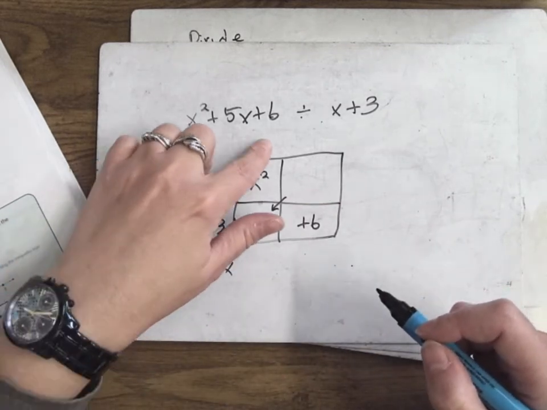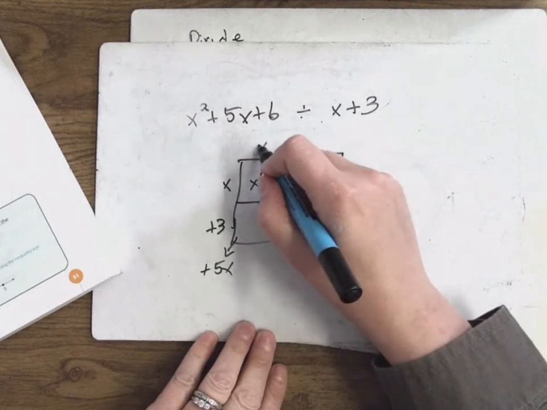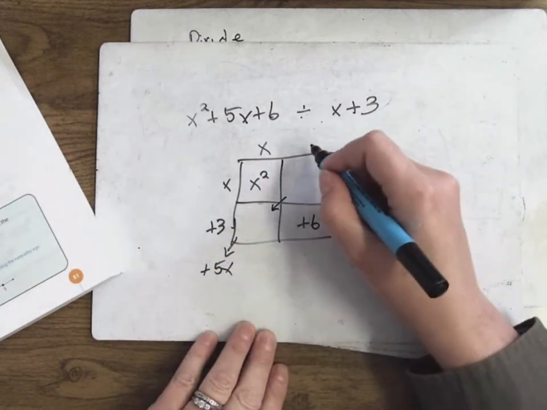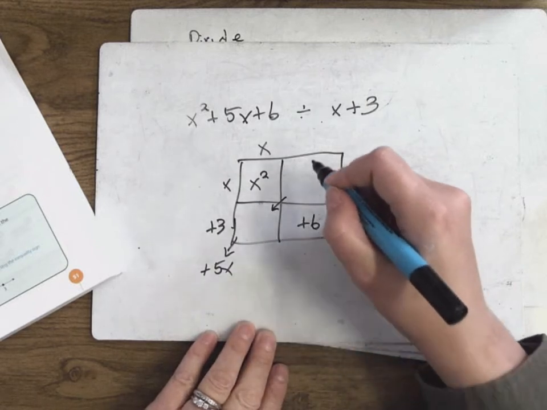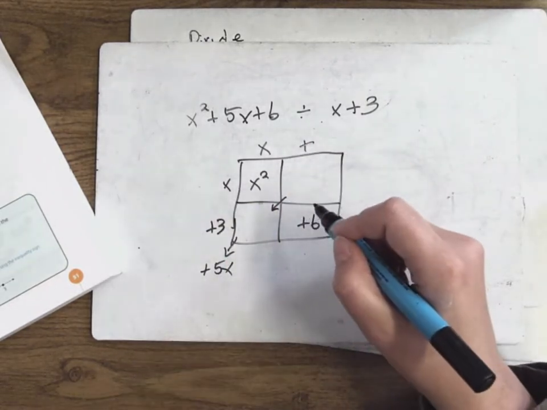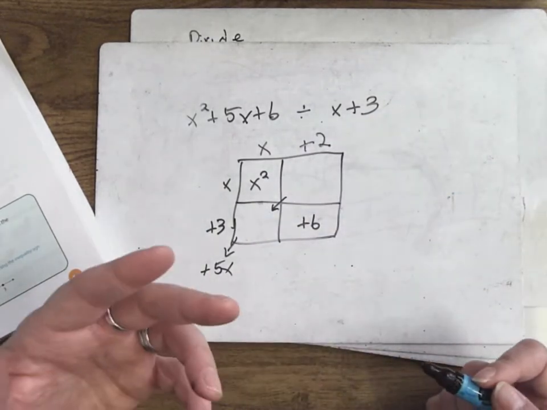So x by what will give me x squared? x by x. And plus 3 by what will give me plus 6? A plus by a plus, and 3 by 2. There's my answer: x plus 2.